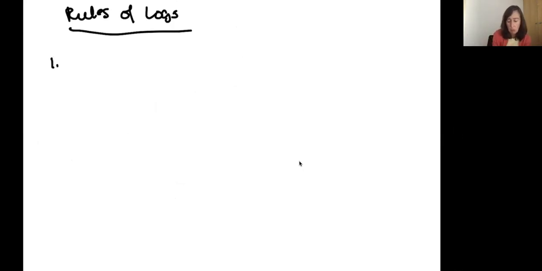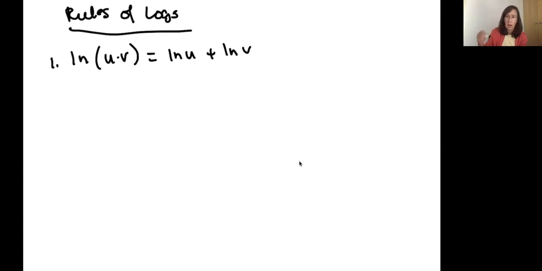Okay, so rule 1 is the log of u times v is the log of u plus the log of v. So sometimes we might say the log of the product is the sum of the logs here. Okay, that seems pretty weird. Not kind of a natural thing that you'd expect. So let's check this out. Is this really true? I'm going to show this is true.